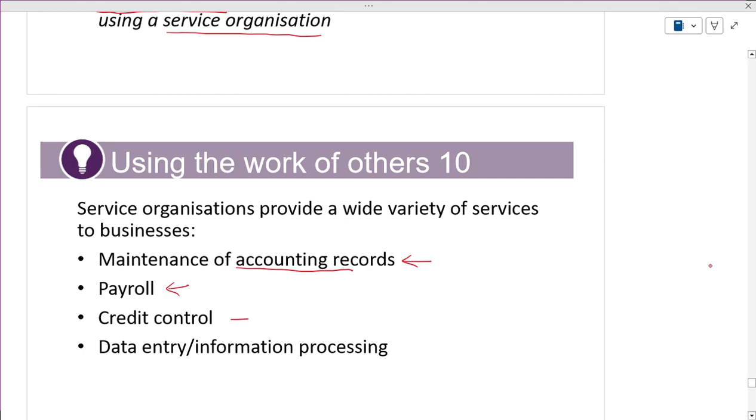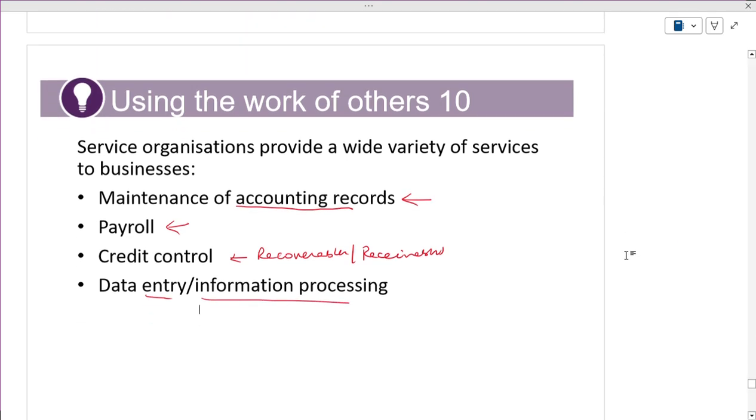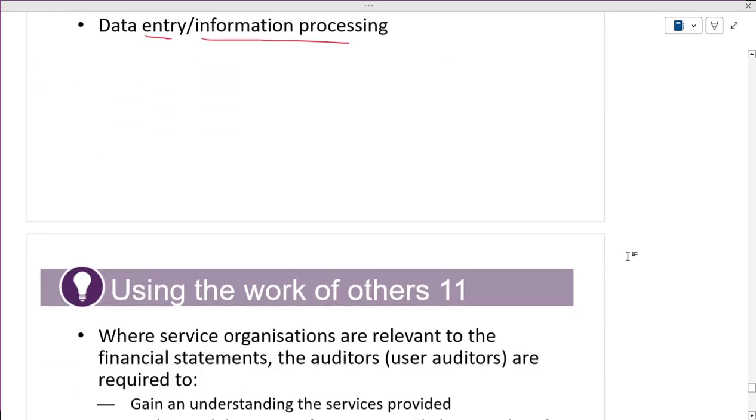We are talking about credit control. Credit control is nothing but recoverables, it relates to receivables. We are giving the task to a third party to recover the receivables from our clients. And in some cases there is data entry and information processing which we are giving to a third party, the service organization.